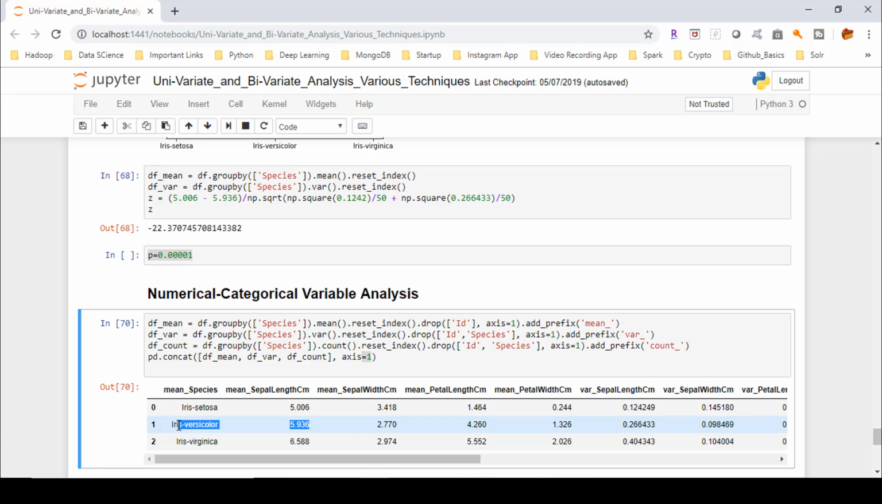So folks, this is it for this video. To conclude, I explained the numerical and categorical type of bivariate analysis, also explained and plotted the line graph, as well as explained the z-test and t-test, and then later on computed the z-statistic.